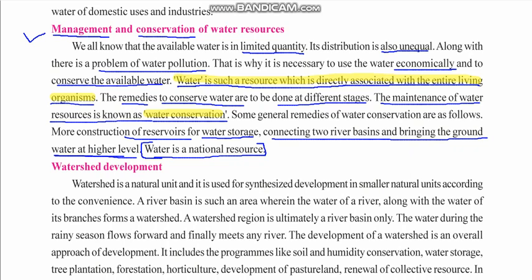The next point is watershed development. A watershed is a natural unit, and development is done in smaller natural units according to convenience. Now, what is watershed development? In simple words, I will tell you.